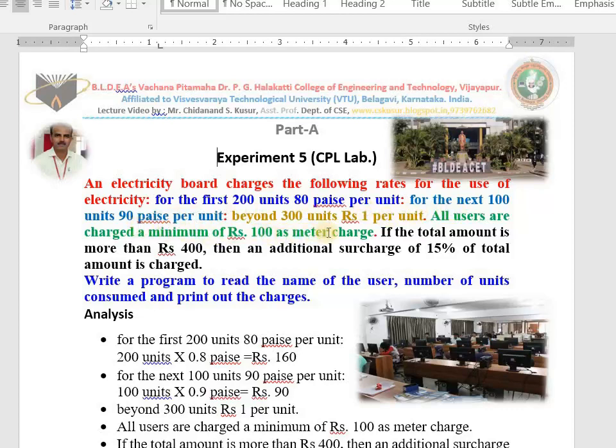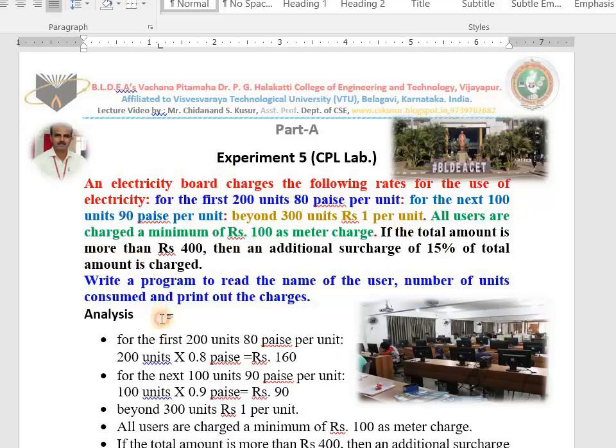If the total amount is more than 400, then an additional surcharge of 15% of total amount will be charged. Oh my god, these many conditions. Okay, let us consider all these conditions and develop the program. Let us analyze it correctly.